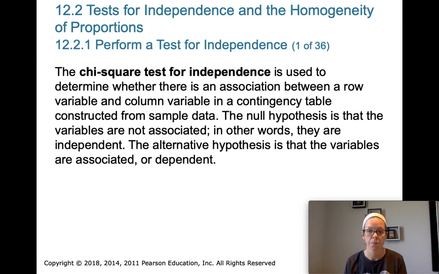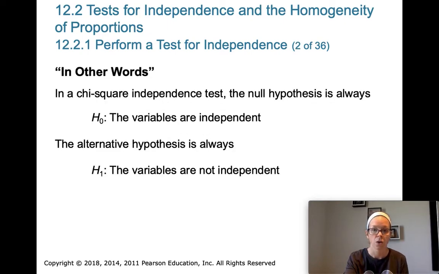So our null hypothesis is that the two variables are not associated, or that they are independent of each other. And the alternative is that they are associated, or that they are dependent upon each other. It's the same hypotheses every time, so that makes it nice. You don't really have to put a lot of thought into it. It's either null hypothesis, they're independent, unrelated, or alternative, they are not independent, they are dependent, they are related to each other.